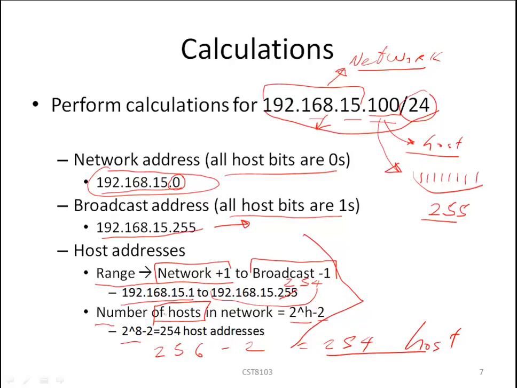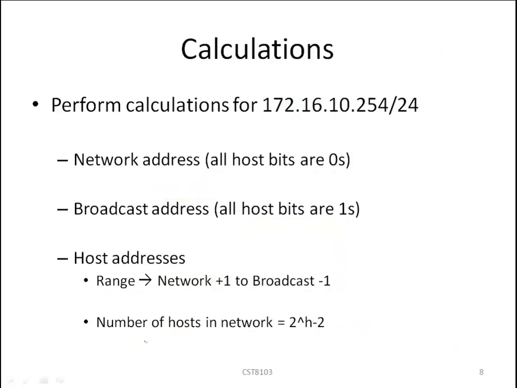You may be asking, well, why 2? Well, in every network we have two special addresses. We have the network address and we have the broadcast address, which happens to be the first and the very last address for that network ID. Therefore, minus 2. Let's do another example together.